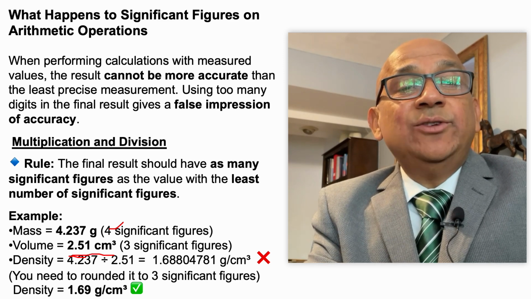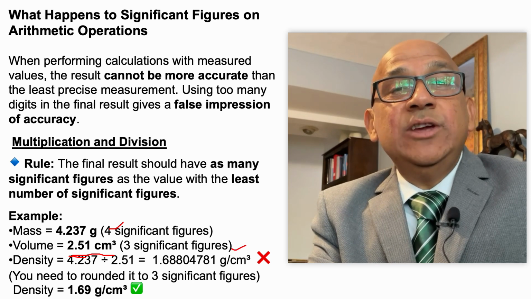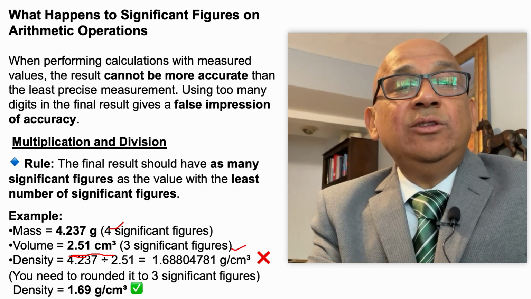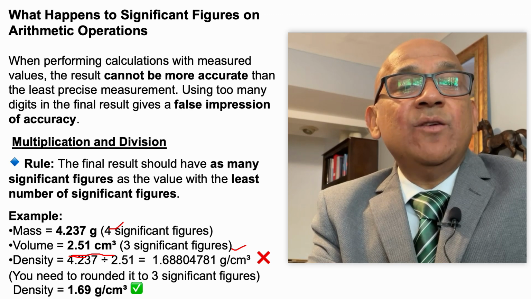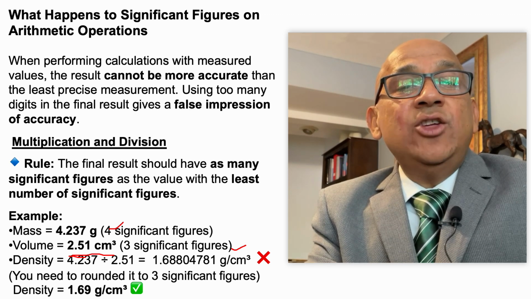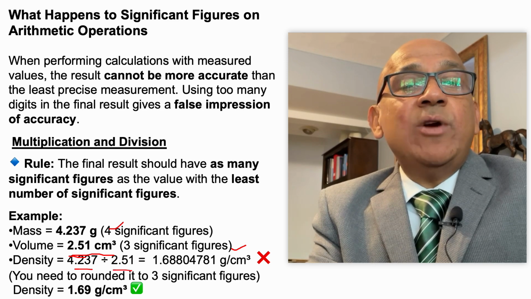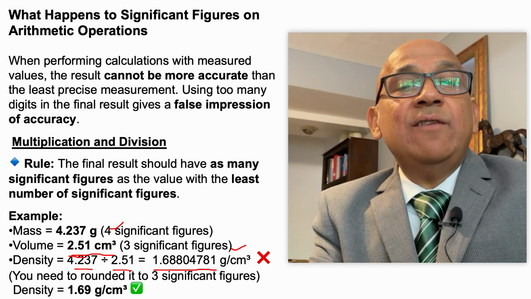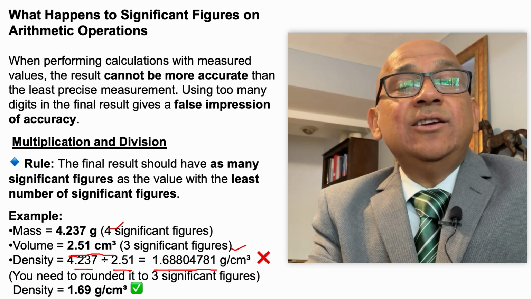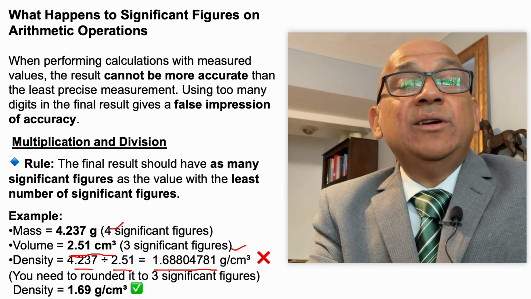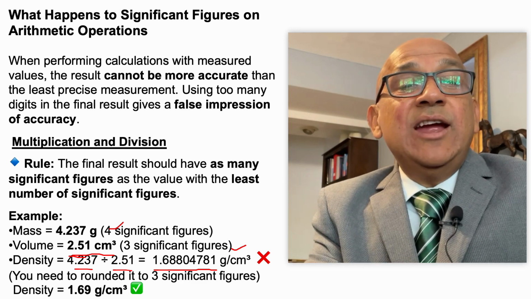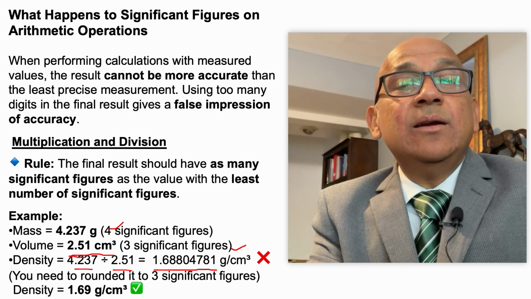Now, suppose you are asked to find the density of this object. What you will do is simply divide the mass by the volume, and you will end up with a number in your calculator something like this, 1.68804781. If you write this number, then somebody will have an impression that the accuracy of your measurement is till this last digit 81, which is actually not the case.